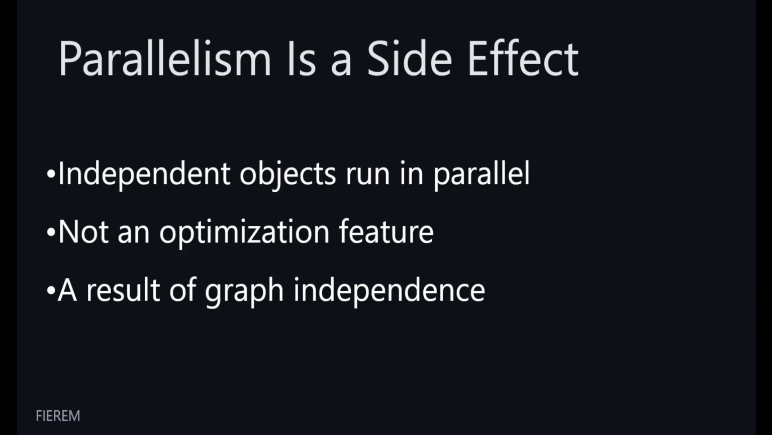When two objects do not depend on each other, Terraform runs them in parallel. This is not optimization logic. It is graph logic. Parallelism is a consequence of independence.